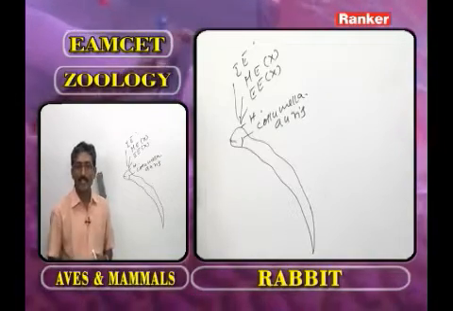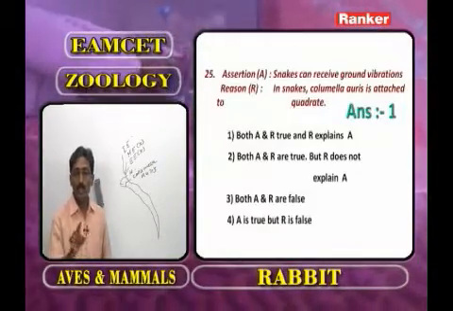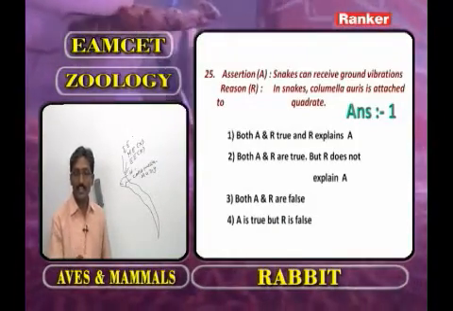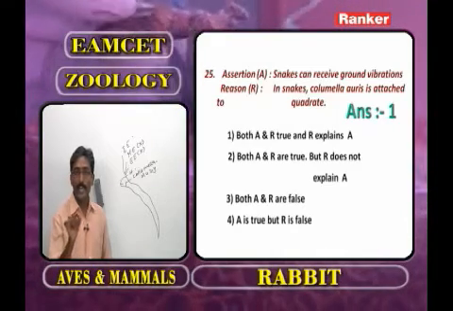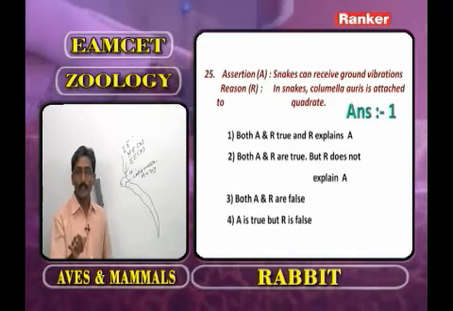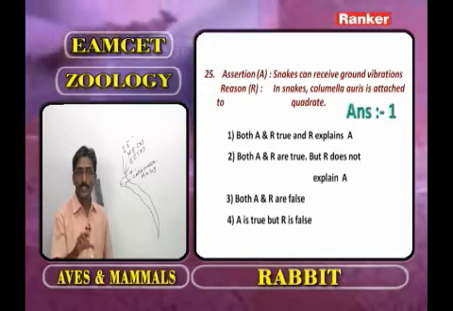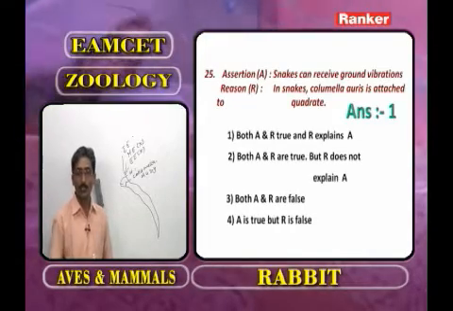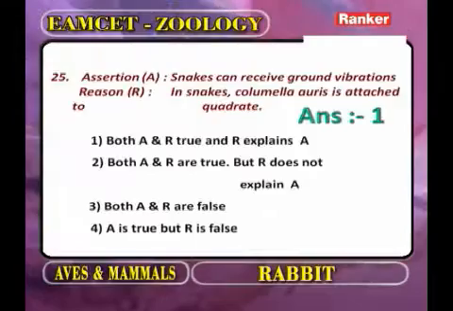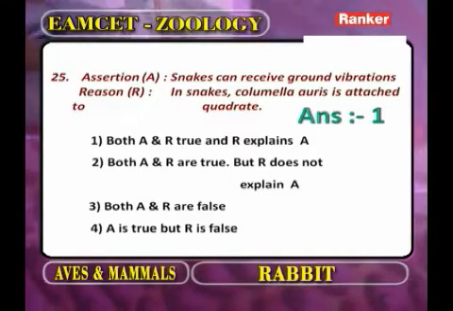Now, assertion: snakes can receive ground vibrations. In snakes, the columella is attached to what type of bone? Quadrate bone, so that it is able to receive the ground vibrations. Both are correct, as he explains here. Now we go for the next question.